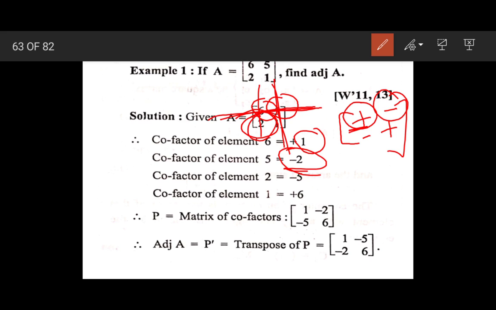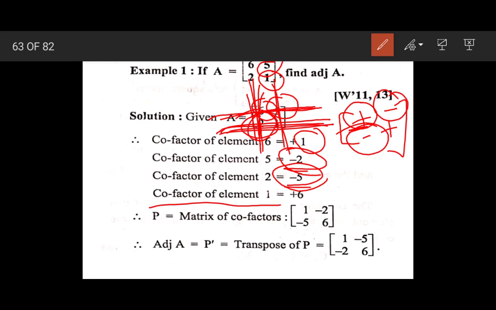Similarly, now take the third element. Third element is 2. So for the cofactor of element 2, first take the sign. Sign is minus. So minus. Now delete the position of 2. What is the position of 2? Second row, first column. Okay. So delete second row, first column. After deleting second row, first column, the remaining number is 5. So minus 5.